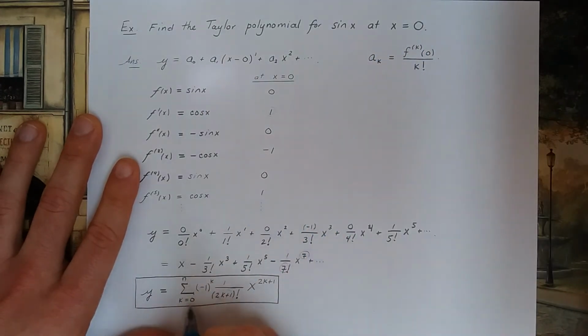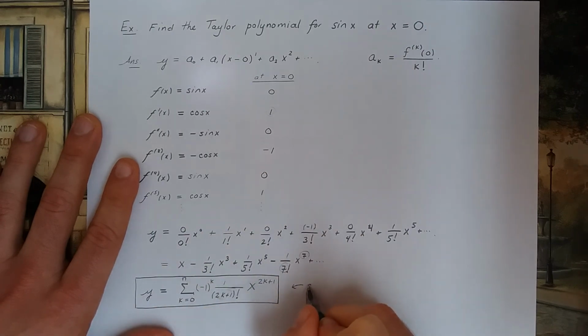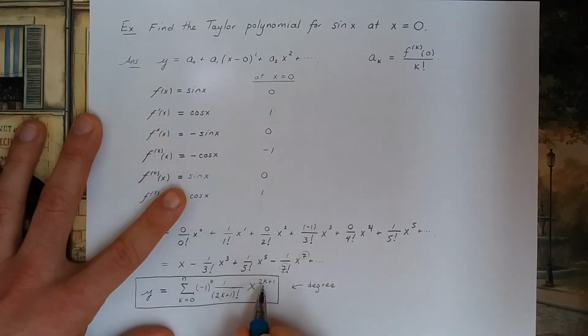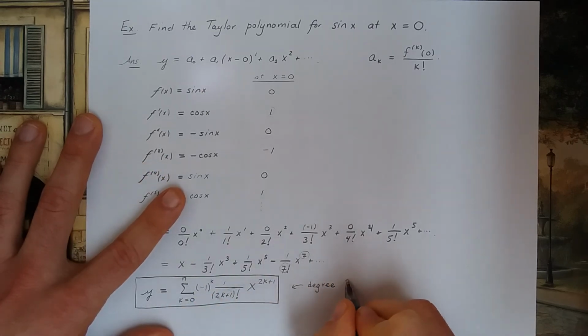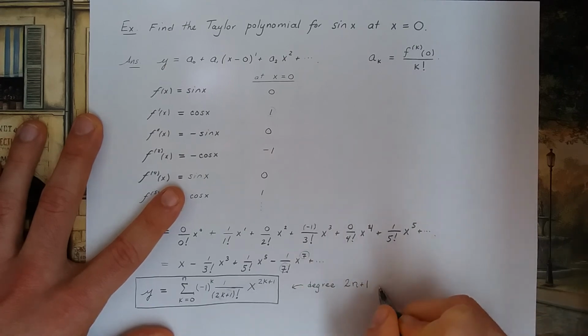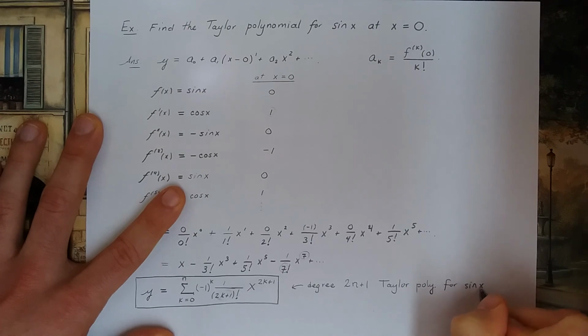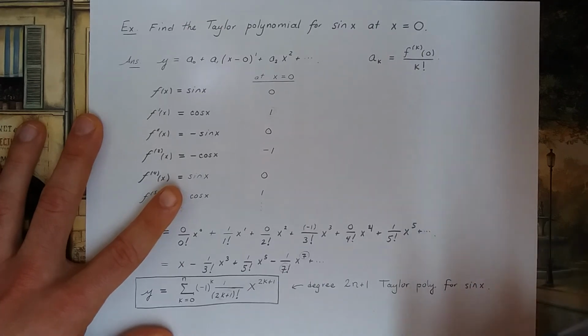This is actually a pretty important example. This is actually the degree. If I plug in k equals n, I think it'll be the degree 2n plus 1 Taylor polynomial for sine x. Okay, great.